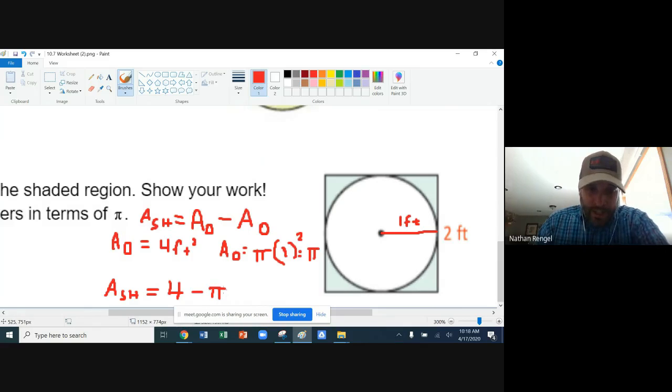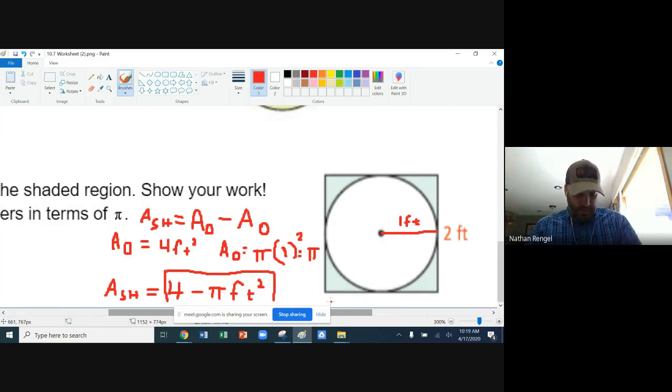Now pi is an irrational number. 4 is a rational number. We cannot add or subtract those. So that is as much as I can simplify. Write my units. We're talking about area. So that's going to be 4 minus pi feet squared. And that would be our final answer. So you can't go any further than that. But that would be then your final area.